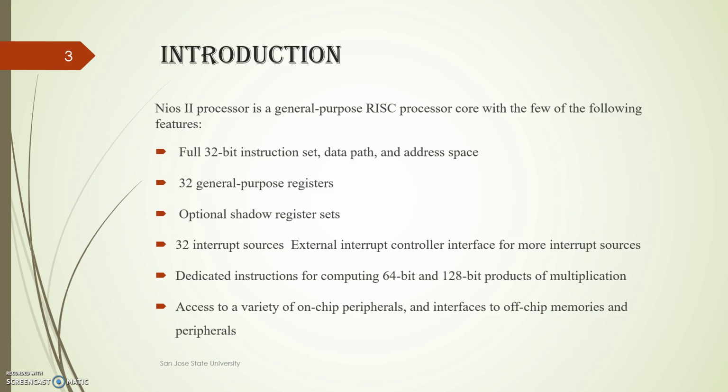It is a general purpose RISC processor core with features like full 32-bit instruction set, data path and address space. There are 32 general purpose registers as well as some optional shadow register sets present. There are 32 interrupt sources. There are dedicated instructions for computing 64-bit and 128-bit products of multiplication. Along with this, there are a variety of on-chip and off-chip peripherals present. These are just a few of the features of the NEOS 2 processor.